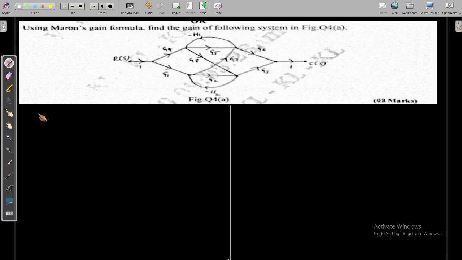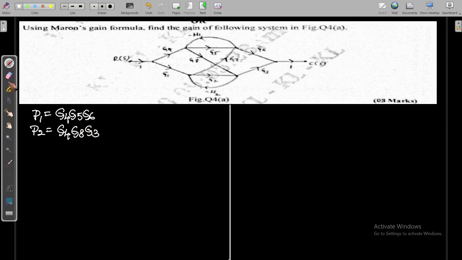So I am writing the first forward path, that is P1 is equal to G4, G5 and G6, a very simple forward path. That is the first one I have taken. Next, P2 is equal to, another forward path is also there here, that is G4, G8 and G3. Let us write that G4, G8 and G3, that is another forward path.